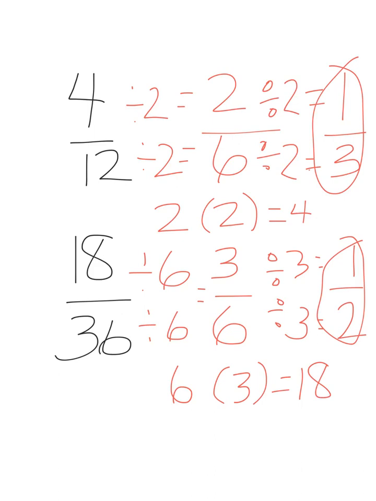The key is to know when you're finished. You are not finished until you look at both numerator and denominator and you realize the only thing they can both be divided by is 1. That's the point that you're finished.